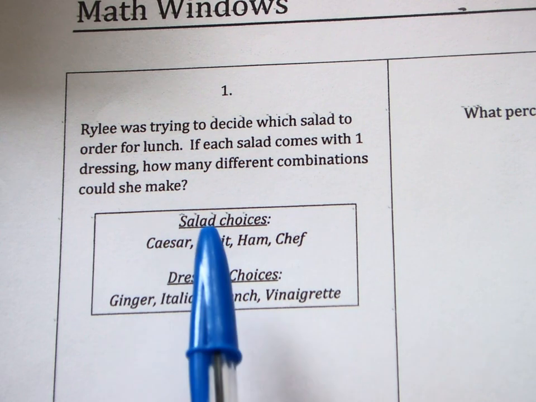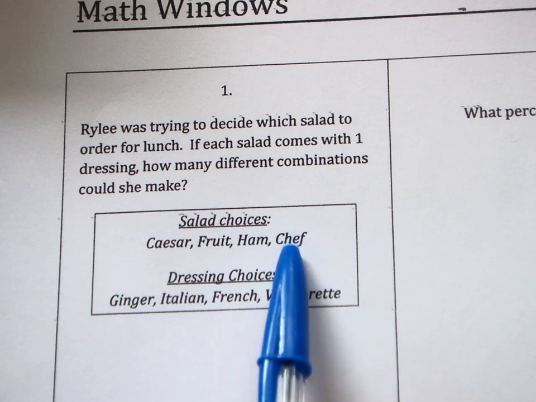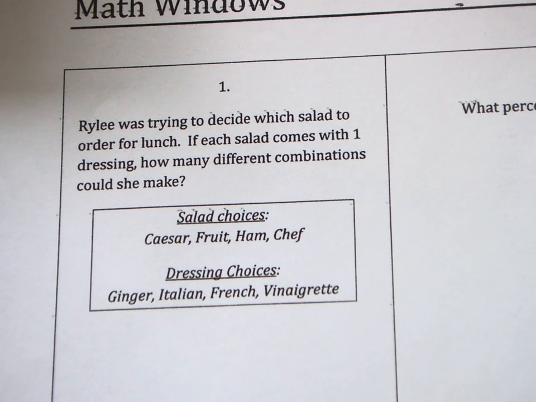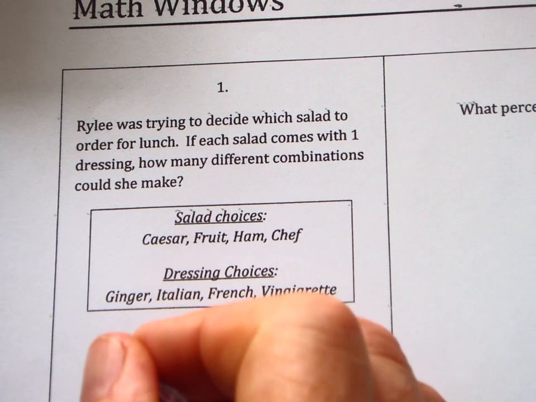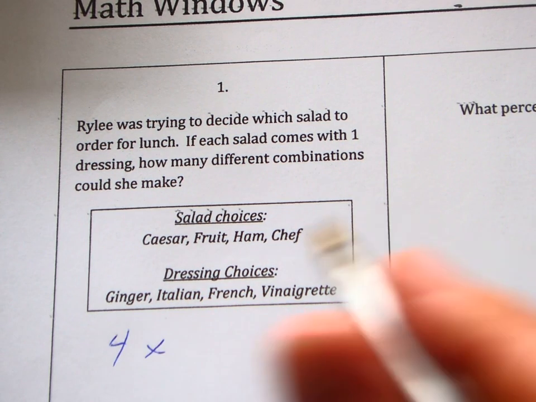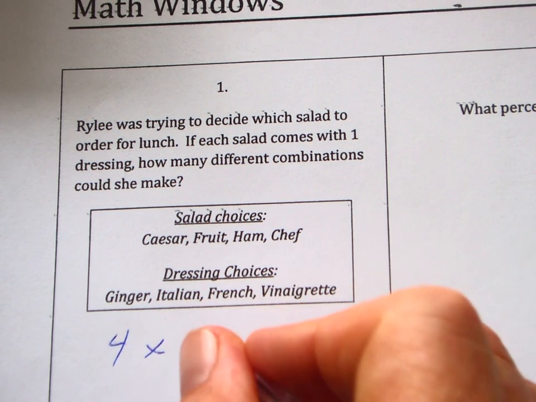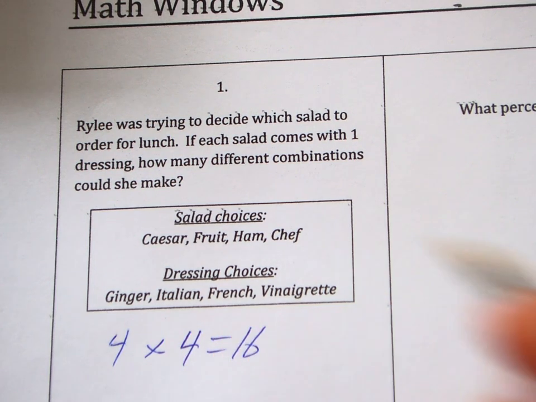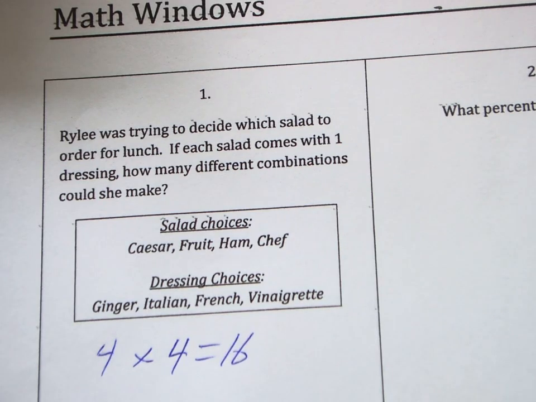For each choice, you get 4 different dressings you could choose from. So you get 4 for Caesar, 4 for fruit, 4 for ham, 4 for chef. How many different combinations is that? Well, it's 4 different salads times 4 different dressings. 16 combinations. That's how you would figure out combinations.